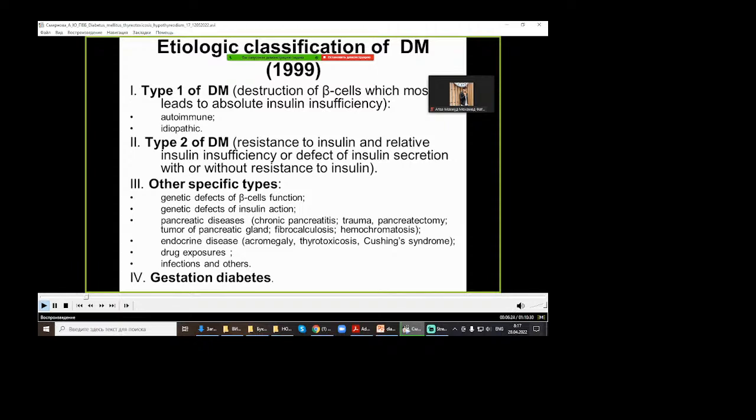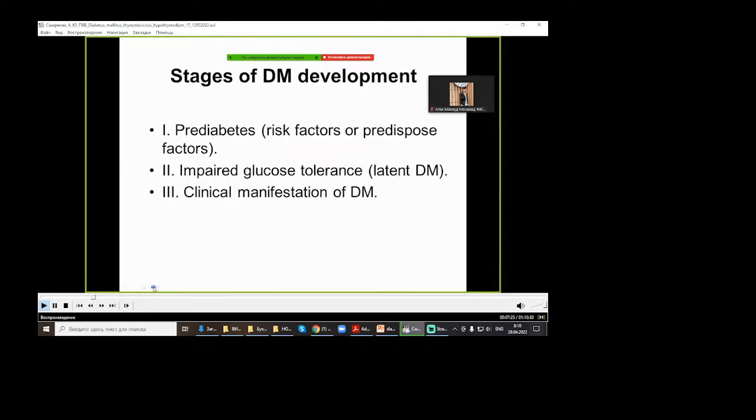The third group is called other specific types of diabetes mellitus. The causes of these types of diabetes mellitus are genetic defects of beta cell function, genetic defects of insulin action, some pancreatic diseases such as chronic pancreatitis or trauma, some other endocrine diseases such as acromegaly or thyrotoxicosis, drug exposures, infections. And the fourth group of diabetes mellitus is gestational diabetes in pregnant females. Today we are going to talk about type 1 and type 2 of diabetes mellitus, the most spread and most common types.